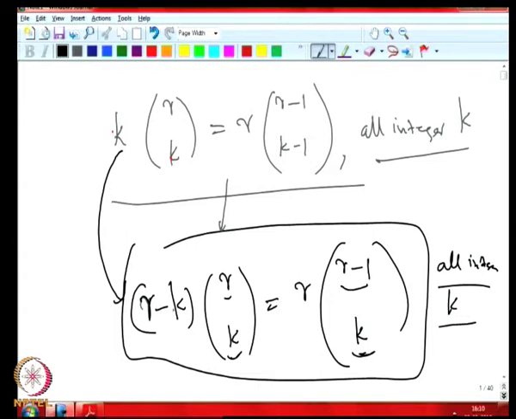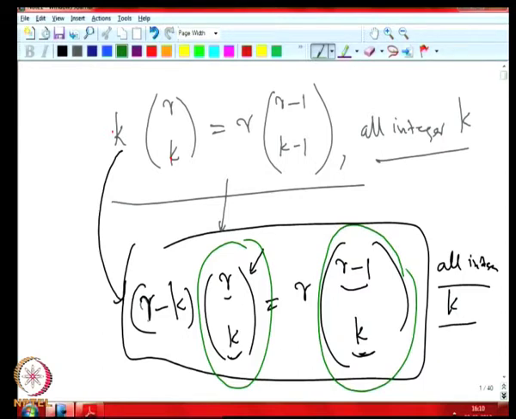Look, (r minus k) times (r choose k) is equal to r times (r minus 1 choose k). This is a polynomial of degree k in R, and this is a polynomial of degree k in R. So this side we are multiplying by r minus k, and this side we are multiplying by r. So here it's a polynomial of degree k plus 1, and here a polynomial of degree k plus 1, right. So we are just comparing them.